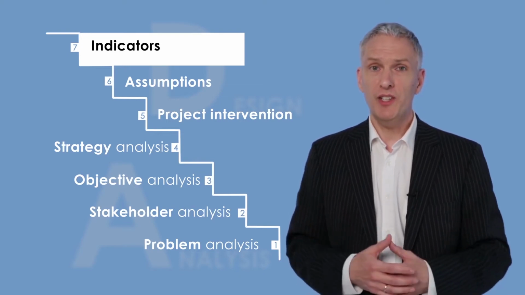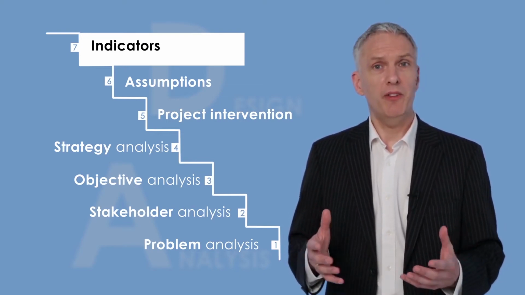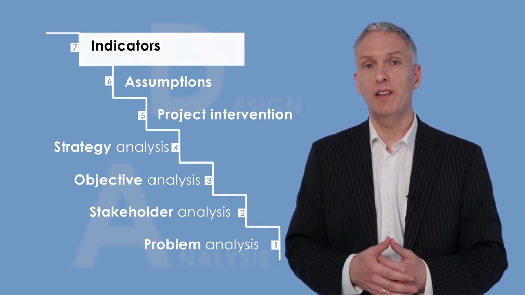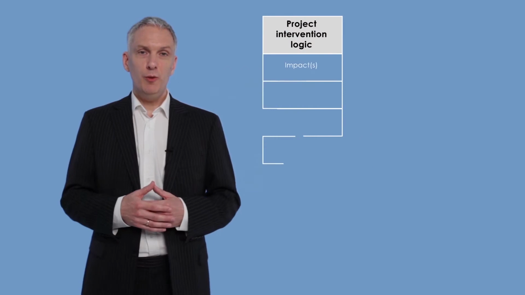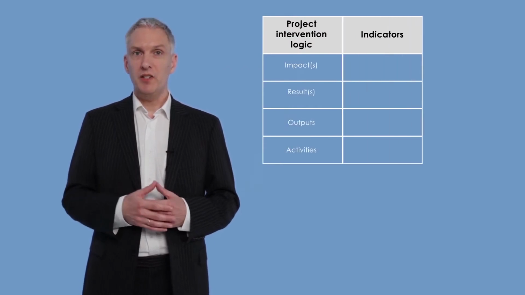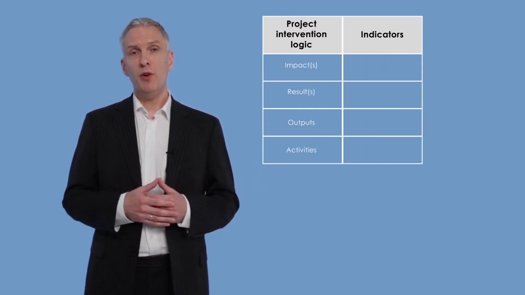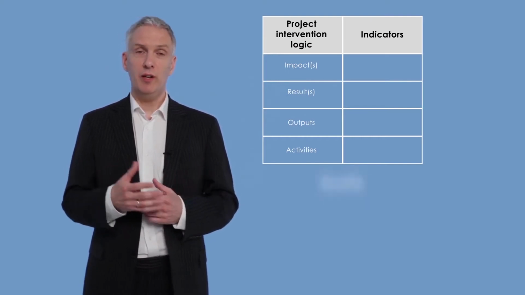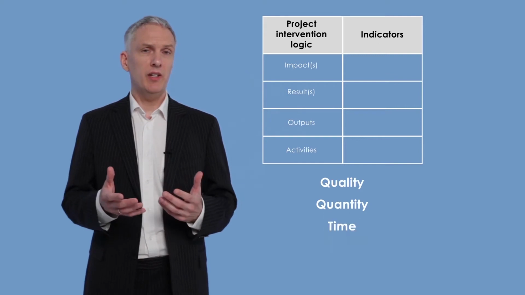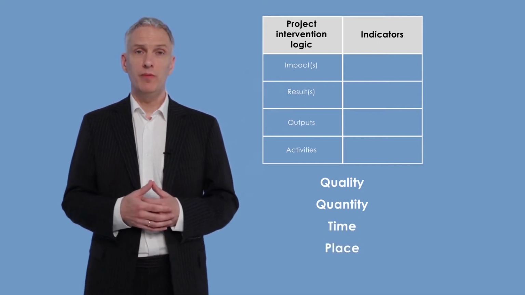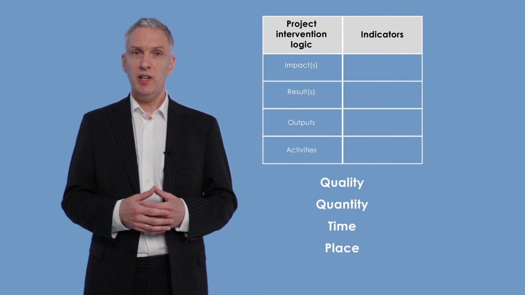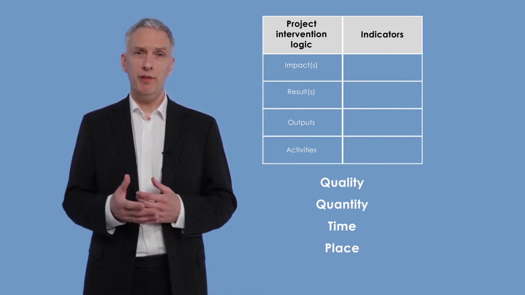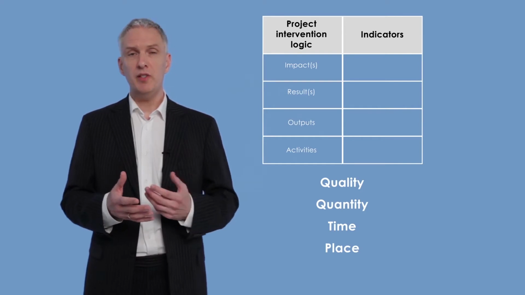When your project design is completed, you'll have to think about how you will know that your project is delivering and achieving what was planned. To check this, you will need to use so-called indicators, or verifiable descriptions of your project's outputs, results, and impacts in terms of their quality, quantity, and time and place of performance. Defining indicators is an important step to specify more precisely what you want to deliver and achieve with your partners in this project.